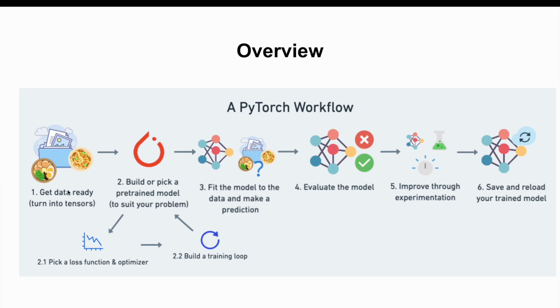So number one, we get our data ready, we convert our data into tensors and into torch.tensors. And then after that, we build or pick a pre-trained model, and we pick a loss function and an optimizer, and also we build a training loop, and we'll see this once we start coding. When we go to ChatGPT and we get our code, and then we go to Google Colab and we analyze our code and we run the code, we train the network, we'll be able to see that as we continue.